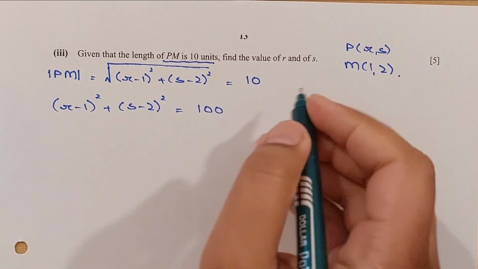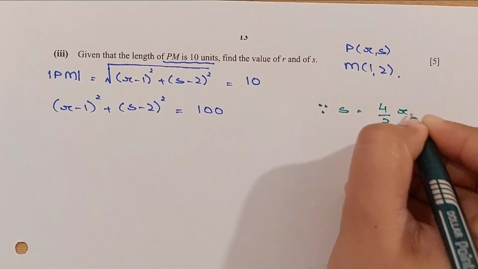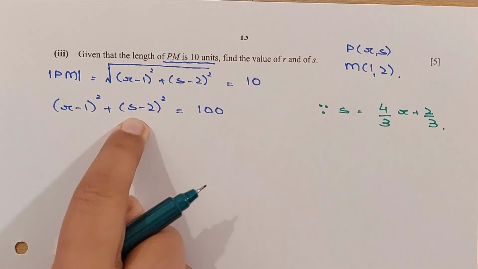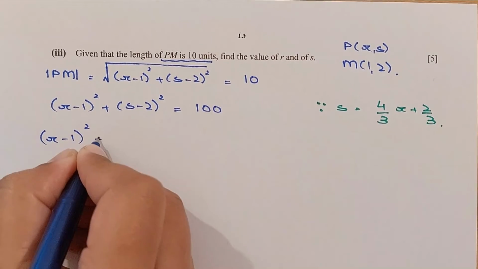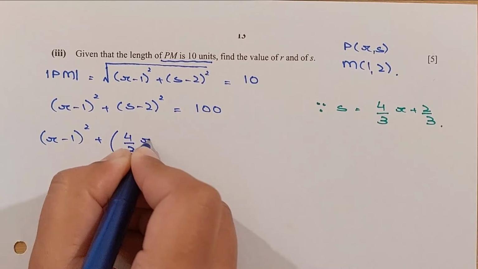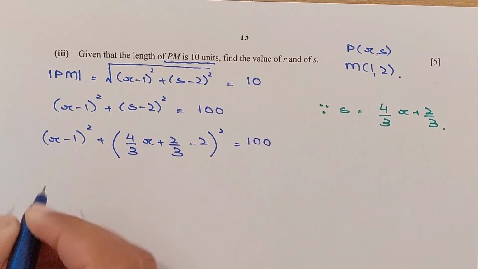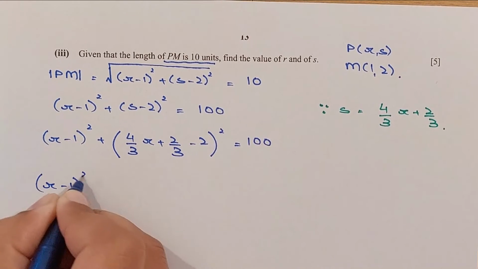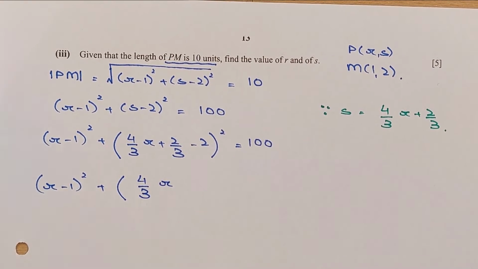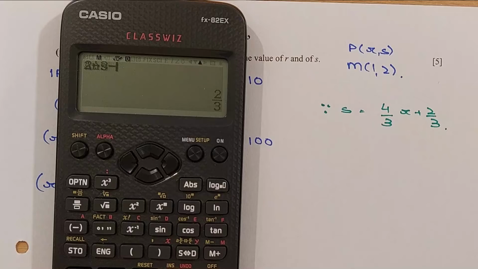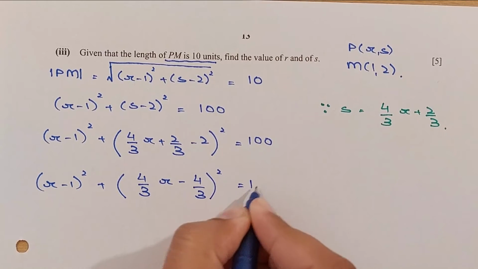So we have the equation of s, which equals 4/3 r + 2/3. Let me substitute s and solve for r here. So (r minus 1) whole square plus (4/3 r + 2/3 minus 2) whole square equals 100. This is (r minus 1) whole square, and for 2/3 minus 2, this is minus 4/3, so (4/3 r minus 4/3) whole square equals 100.